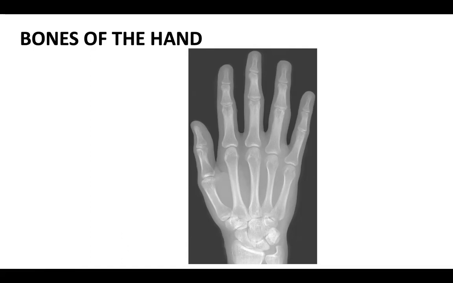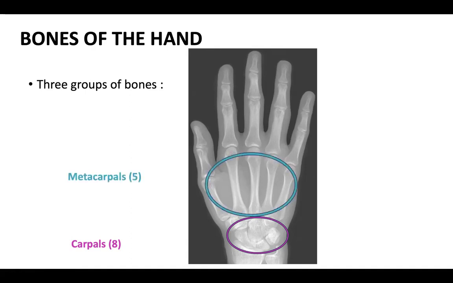So the hand consists of three groups of bones. Proximally, we have carpals. In Greek, carpals means wrist. At the level of the wrist crease, we have 8 small bones, which are known as carpals. Just next to carpals, or distal to carpals, we have metacarpals. Meta means in Greek after. So after carpals, we have metacarpals, and there are 5 in number. And most distally, we have phalanges. We have 14 phalanges. They form the digits or our fingers.